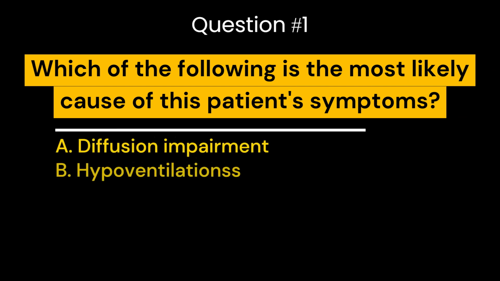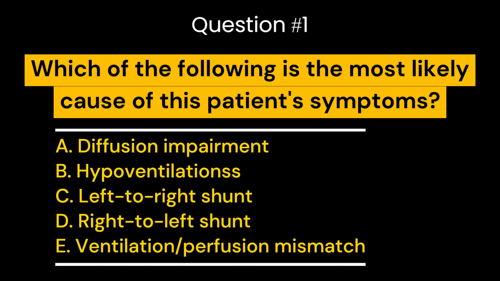A. Diffusion impairment. B. Hypoventilation. C. Left to right shunt. D. Right to left shunt. E. Ventilation perfusion mismatch. The case scenario is: a 32-year-old man is brought to the emergency department with severe dyspnea.